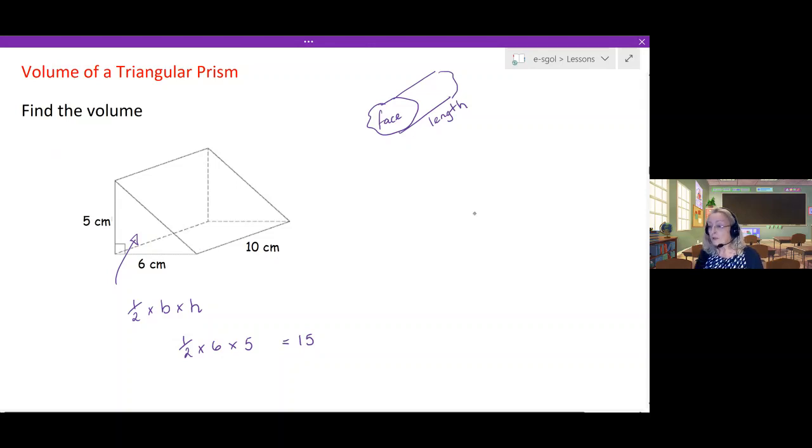So in order to find the volume of this, we are going to do the area of the triangle, which we've worked out as being 15, and we're going to multiply that by how far this prism goes back, which is 10. So this one is going to be 150 centimetres cubed. Let's have a look at the next one.